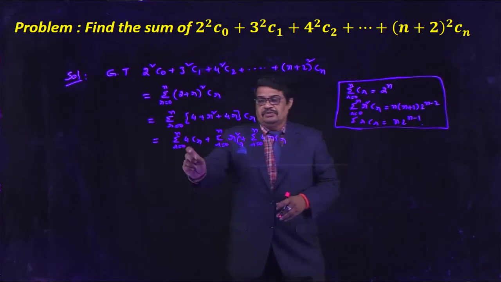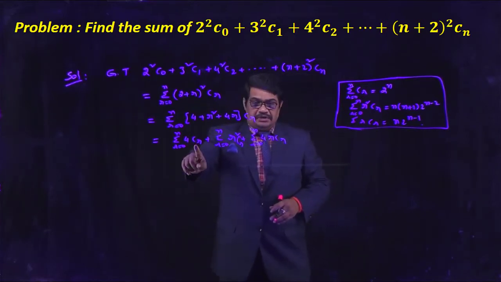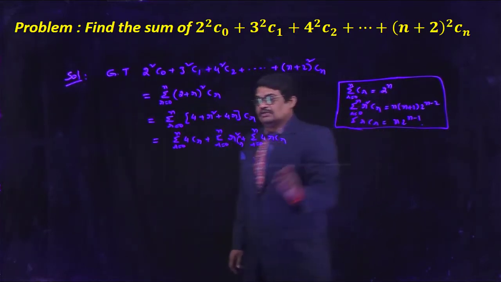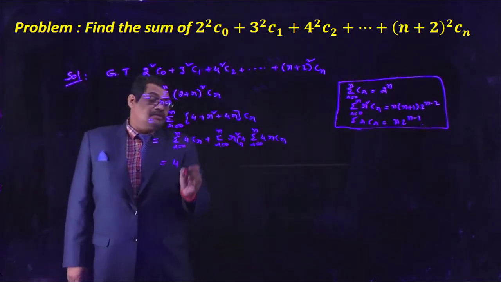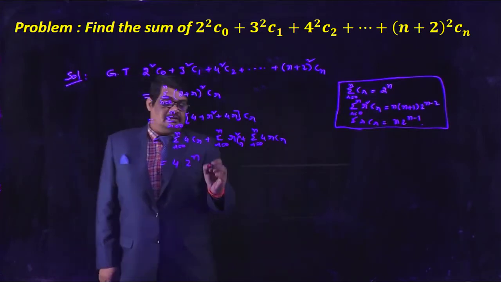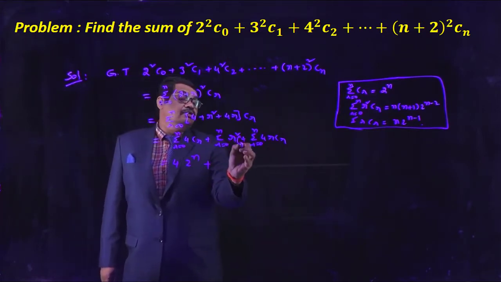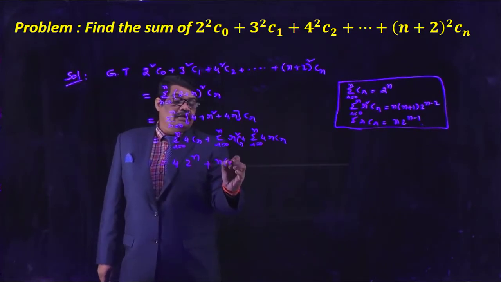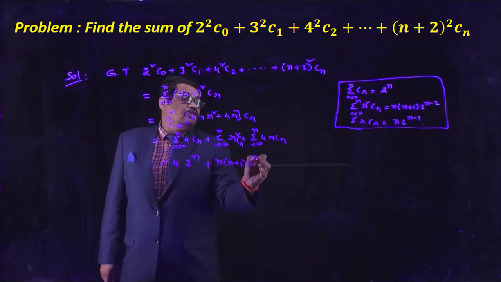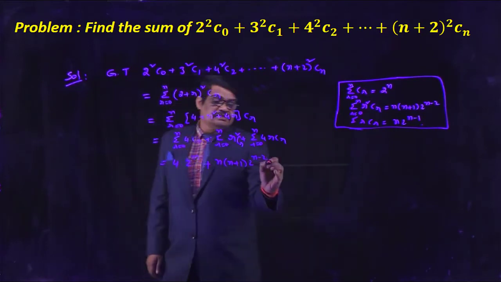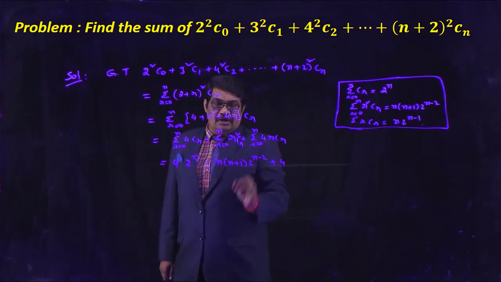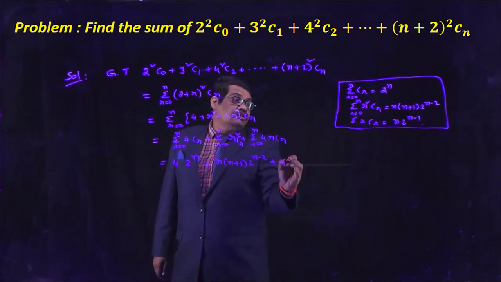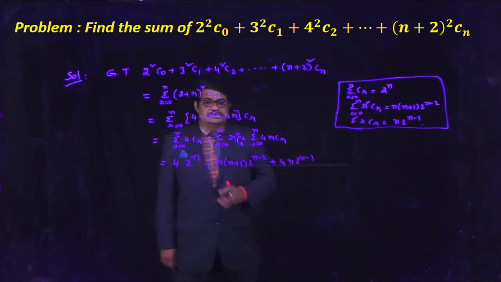We substitute: sigma Cr is 2 to the power of n. So that is equal to, here 4 is constant, 4 into 2 to the power of n, plus sigma r square into Cr, that is n into n plus 1, 2 to the power of n minus 2, plus 4 is constant, sigma r into Cr, that is n into 2 to the power of n minus 1. So these are the values.